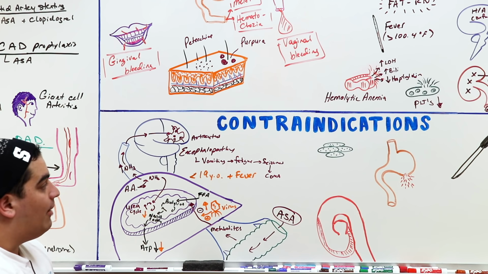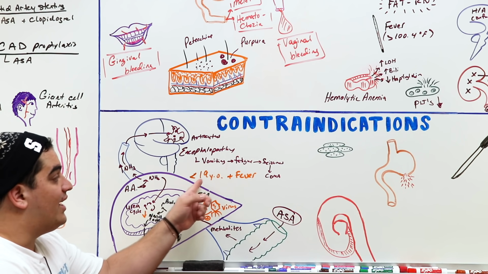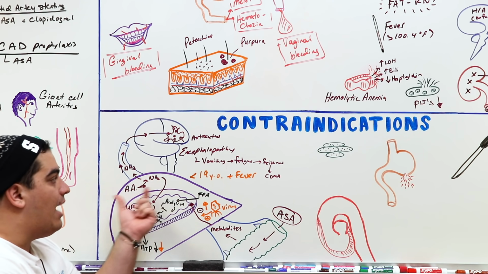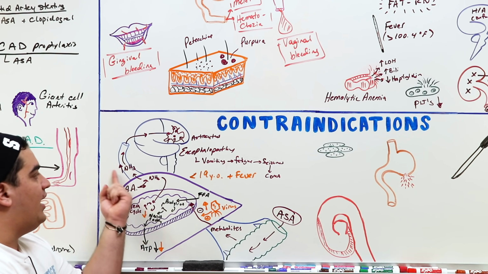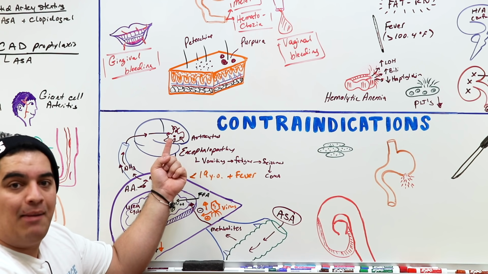So when someone has a fever, particularly maybe a viral infection, they're less than 19, you give them aspirin, you're going to lead to this liver damage. That liver damage will result in increased ammonia, hyperammonemia, which will result in encephalopathy.